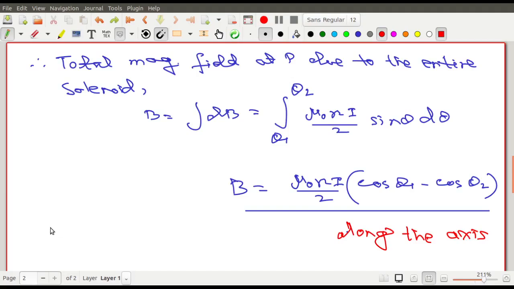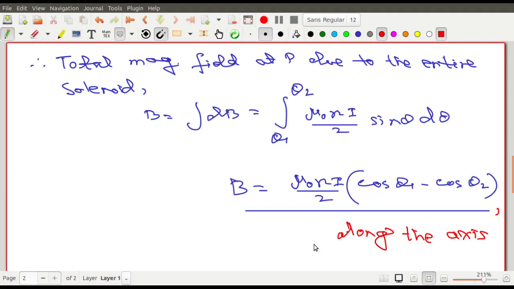And you know that a solenoid is composed of what? A solenoid is composed of a large number of circular conductors. A solenoid is made up of many circular conductors put together. So that is why it is always along the axis, because the solenoid is made from circular conductors only. So that is why the magnetic field is along the axis.